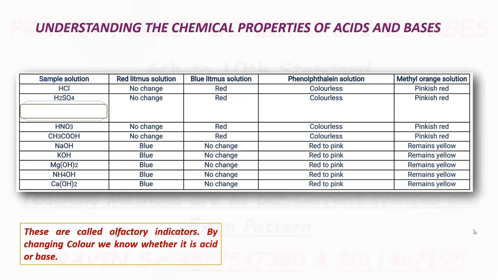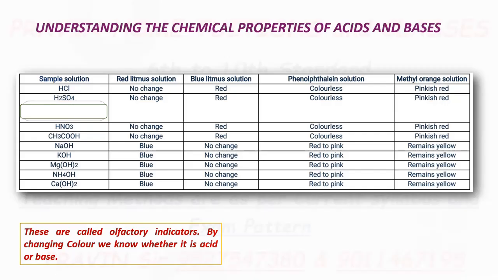So now one by one we'll study. HCl is hydrochloric acid. As this is an acid, here blue litmus paper turns red. If phenolphthalein solution is added to the HCl, it becomes colorless. If we add methyl orange to the HCl, the solution becomes pinkish red.